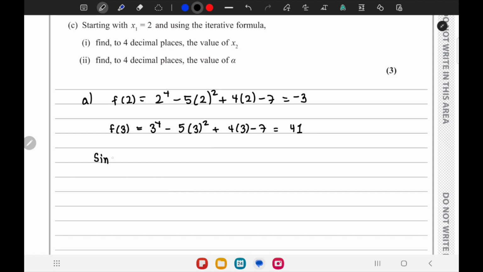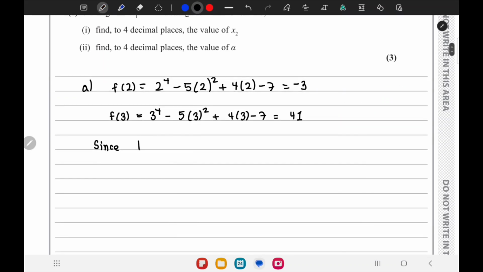Then we can write the conclusion that since there is a change in sign from -3 to 41, if we have a rough sketch of the graph, this would be -3 and this would be plus 41. So the graph must cross the x-axis to go from negative to positive if it is continuous. We'll write this conclusion down.